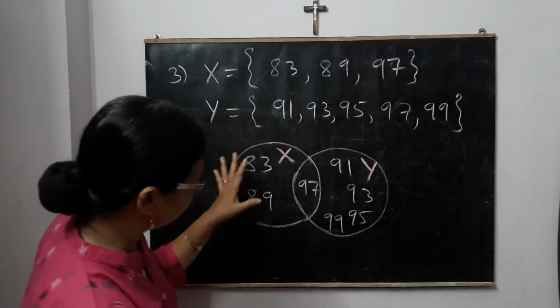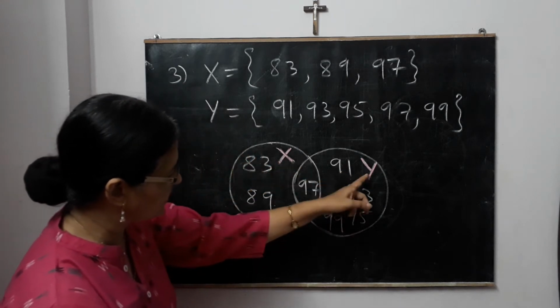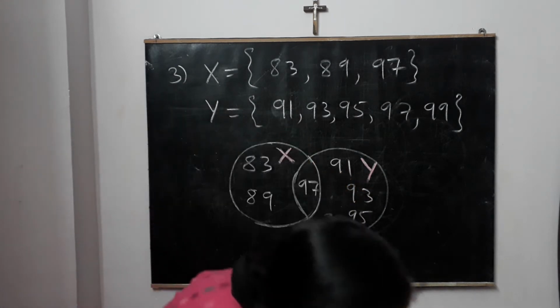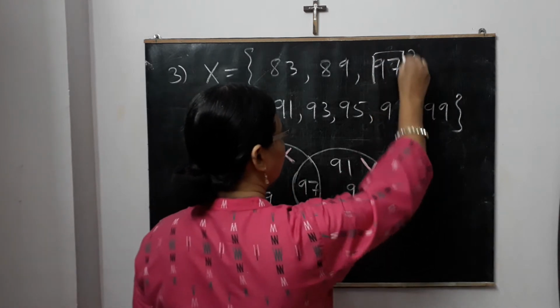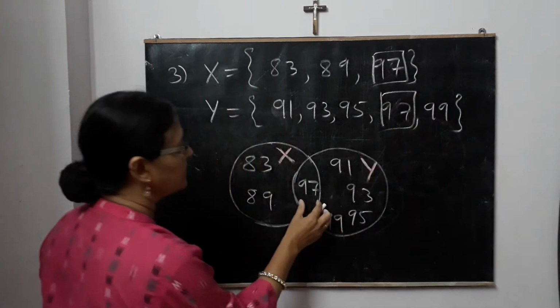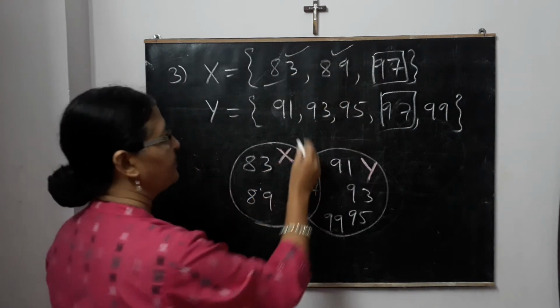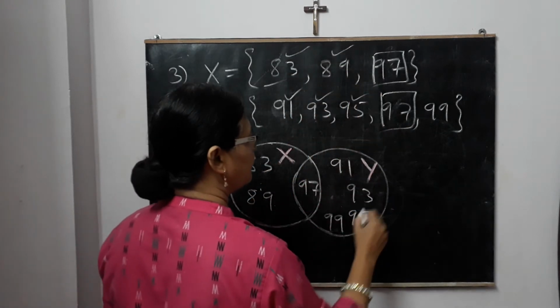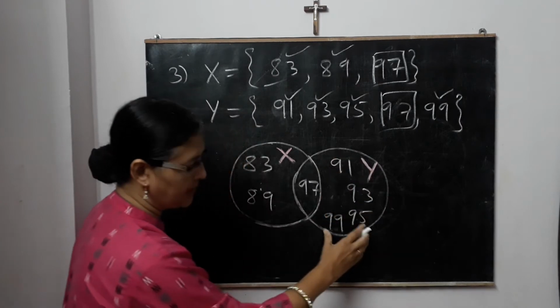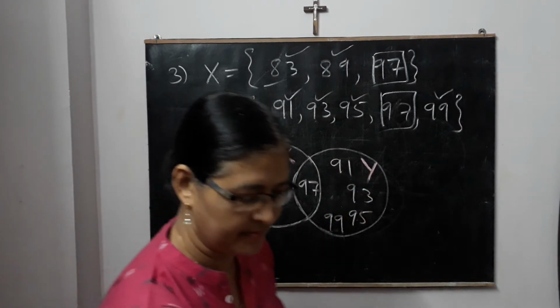Represent by the Venn diagram. Draw two circles, one is X, one is Y. Which is common among them? Okay, that common is which one? 97. Put 97 here in the intersection. Which are the remaining now? 83, 89 in X, and 91, 93, 95 and 99 will go in the remaining part of the Y. That is the third answer.